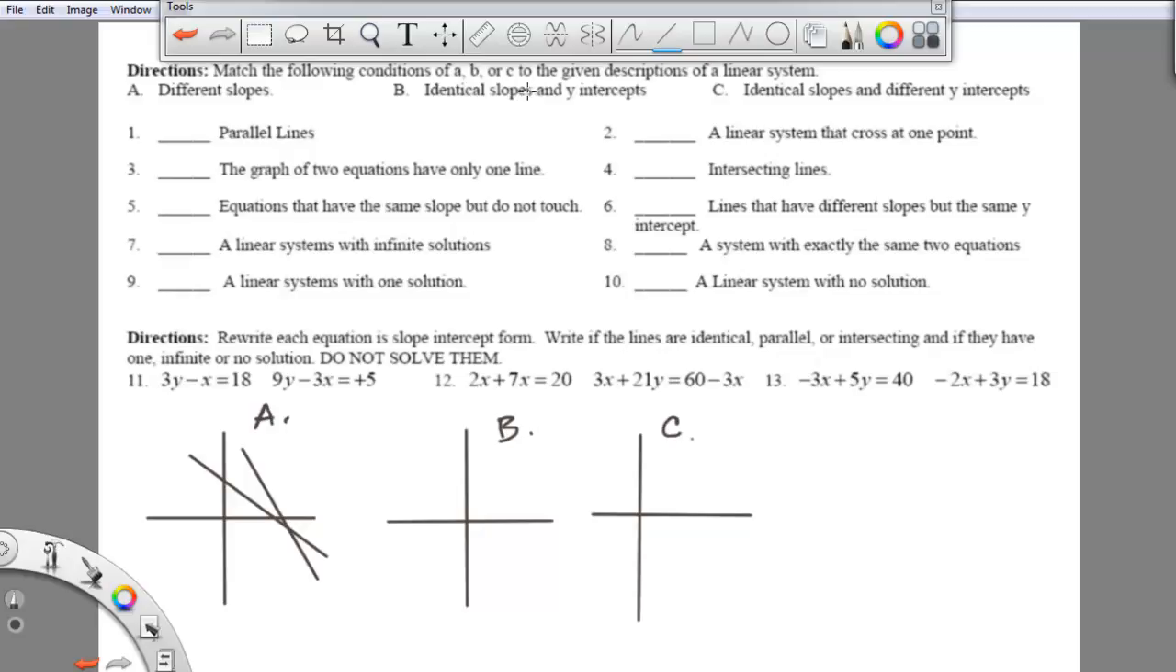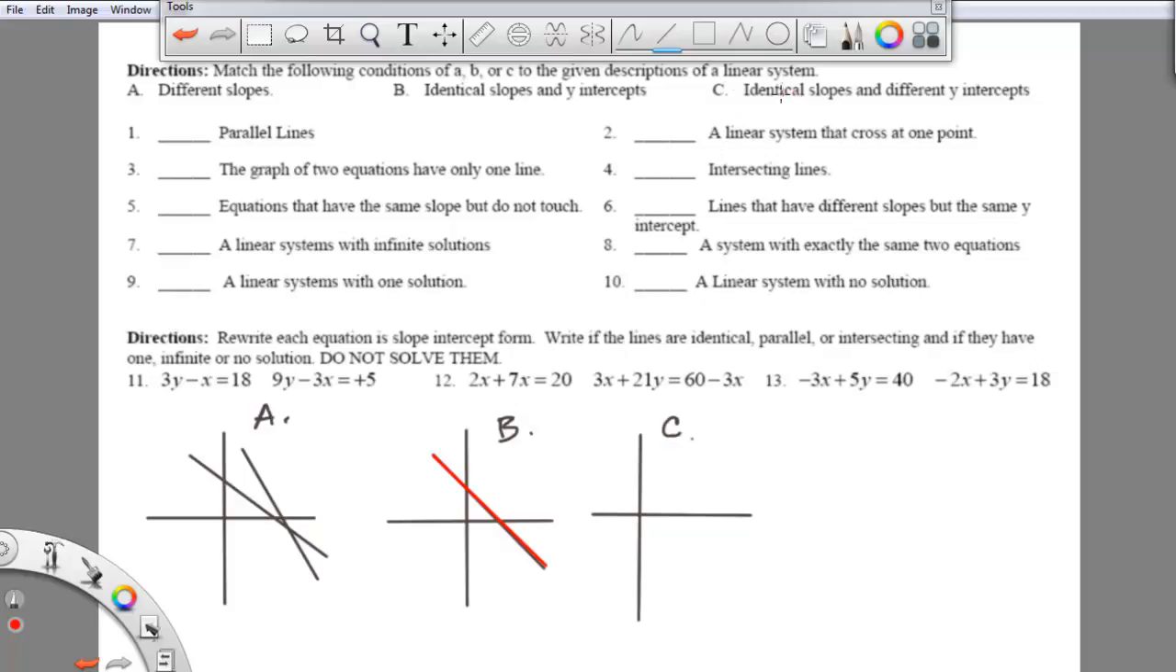Line B says identical slopes and y-intercepts. What this means is the slopes and the y-intercepts are exactly the same. The only way that can happen, let's say we have a line, and then we have another line that has the same slope, slanted the same way, and crosses the y-intercept at the same spot. Really what you have is identical lines. So you have one line over another, so these are identical lines and they have infinite solutions.